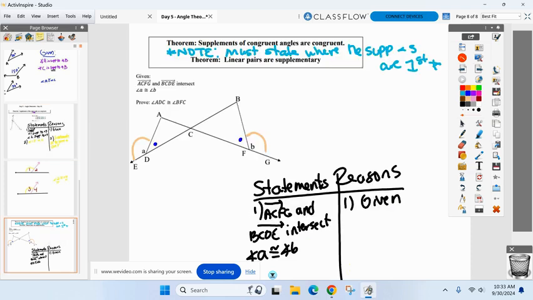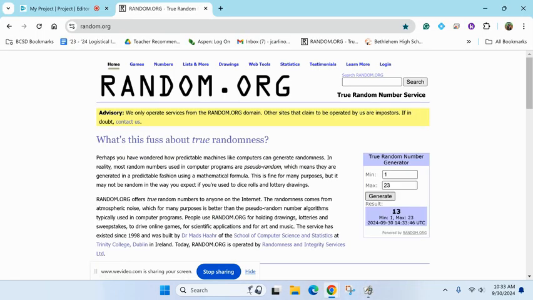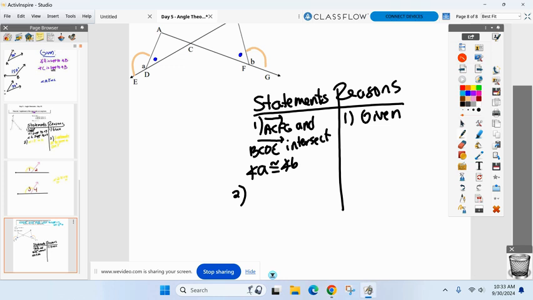We used our vocab knowledge and said, give me one pair of supplementary angles up in my diagram here. One pair of supplementary angles so I can write it down. One pair only. Jacob, one pair. Angle... and? Yep, angle B and what do we call that other one there? BFC, yep, are supplementary.